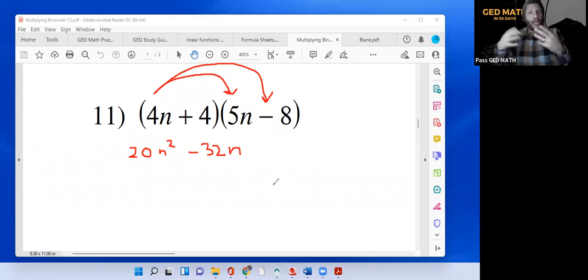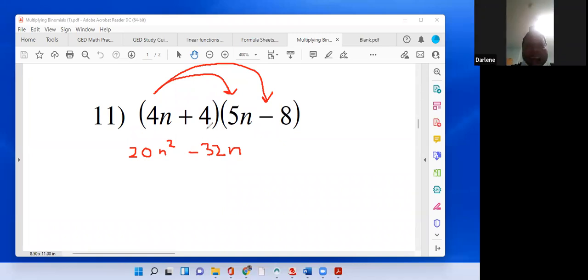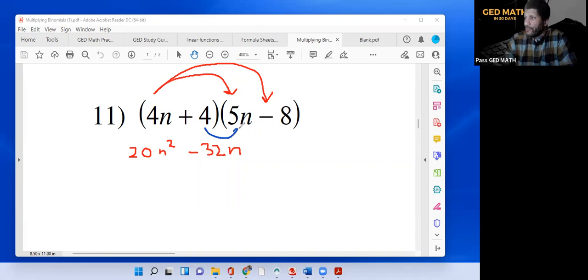Okay. So now, understand what happens when you multiply binomials. My first parentheses has two terms. My second parentheses has two terms. 2 times 2 is 4. So in total, the max amount of terms I should have is 4 terms when I'm finished, or in my next step, I should have 4 terms. Okay? Now, what am I multiplying next? The 4 and the 5n. 4 times 5n. What is 4 times 5n?